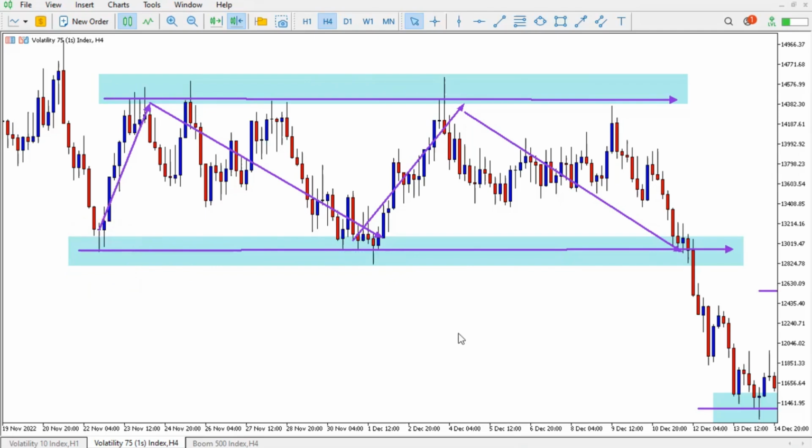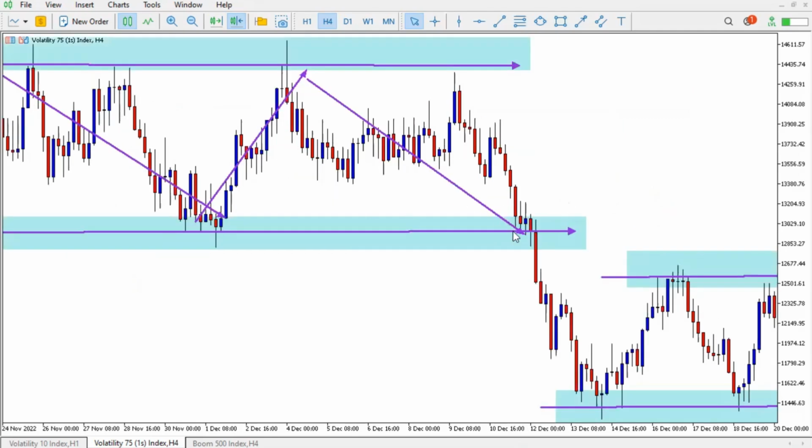Now, whenever a particular market breaks a demand zone downwards, like you are seeing here now, this market came to a demand zone. It was supposed to buy upwards, but it did not buy. So it's not every case.